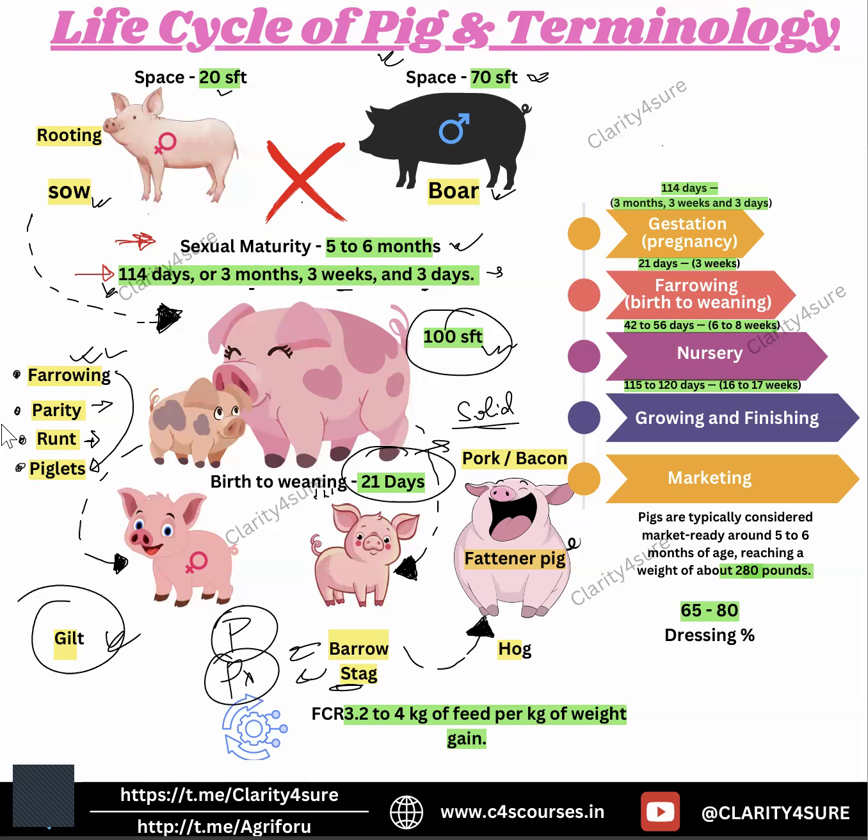If it is castrated before attaining puberty, that is sexual maturity, it is known as a barrow. If it is done after it, it is known as a stag. So these two terms are very important, and they keep on asking them in the examination.